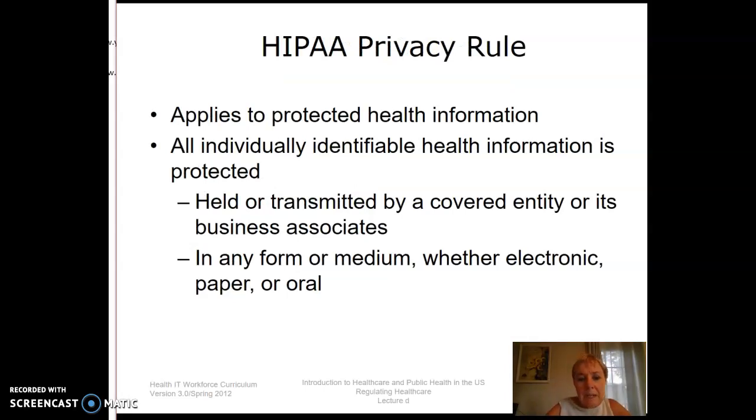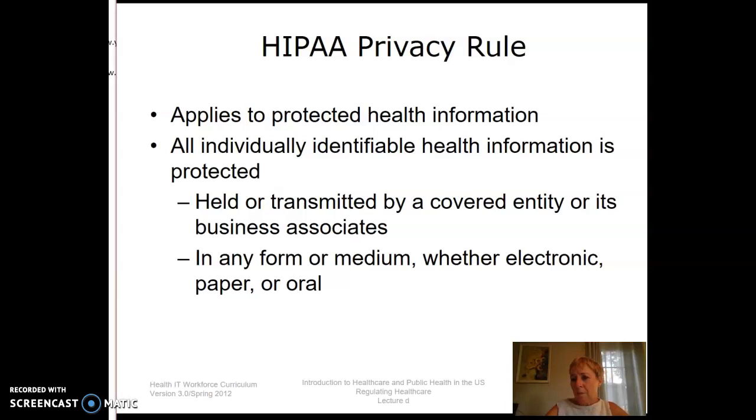So what HIPAA applies to then is called protected health information. Protected health information is called PHI, and you see that abbreviated as such everywhere. So any individually identifiable health information is protected. So if there's a piece of that information that could identify you as a person, it's protected. So that information, it's either held or transmitted by a covered entity, or its business associates, people they contract with, that they have to maintain your privacy.